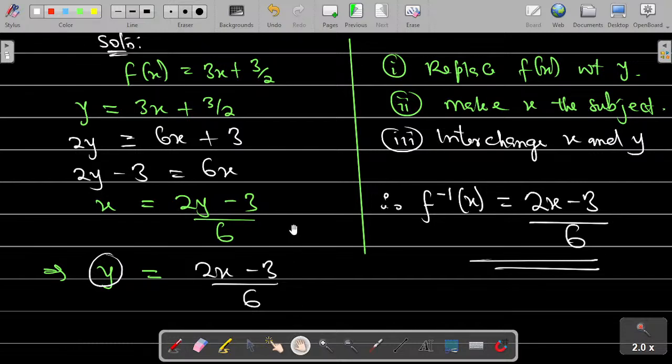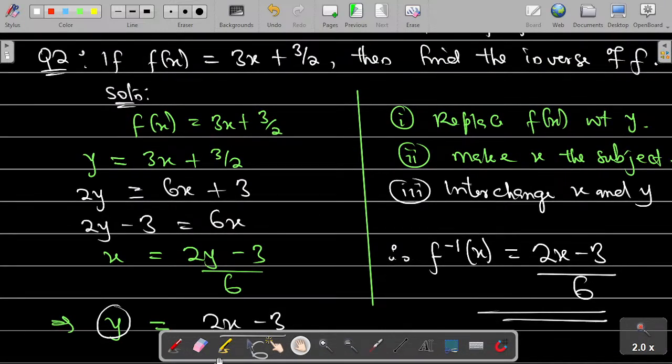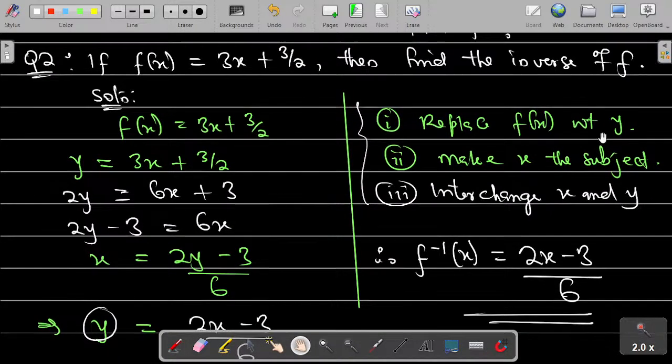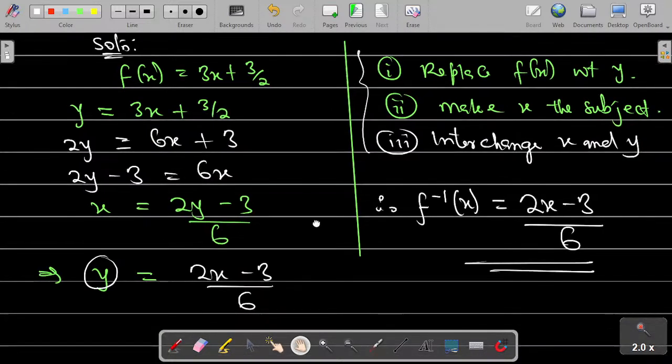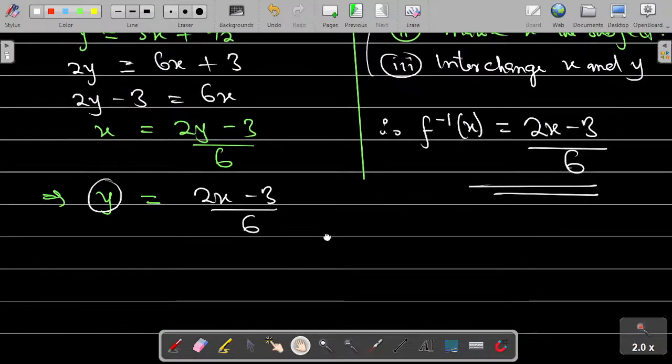So remember the 3 steps there. That's why I decided to tabulate them for you here. So first is replace f of x with y. The reason why we are making that replacement is so that it will be easy to juggle over it here. And then secondly, make x the subject. When you do that, then lastly interchange your x and y, and whatever you have is your f inverse.